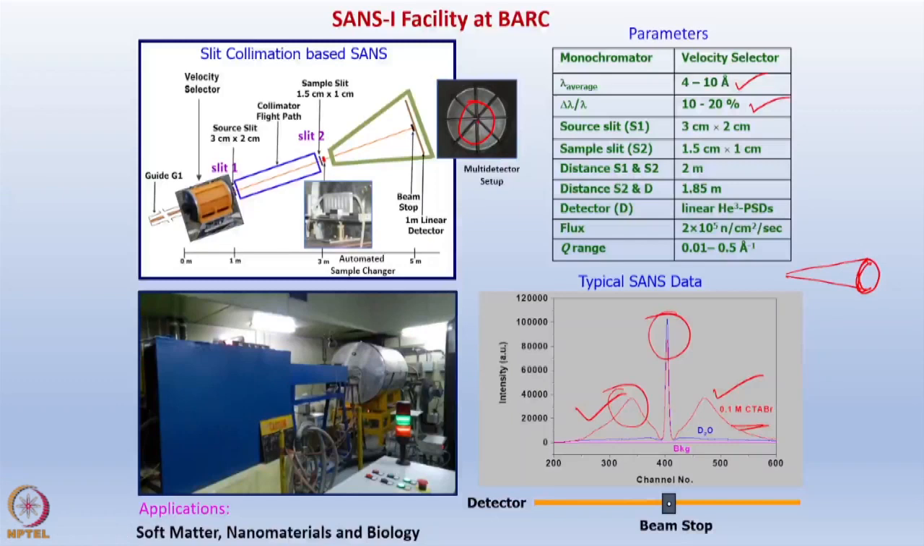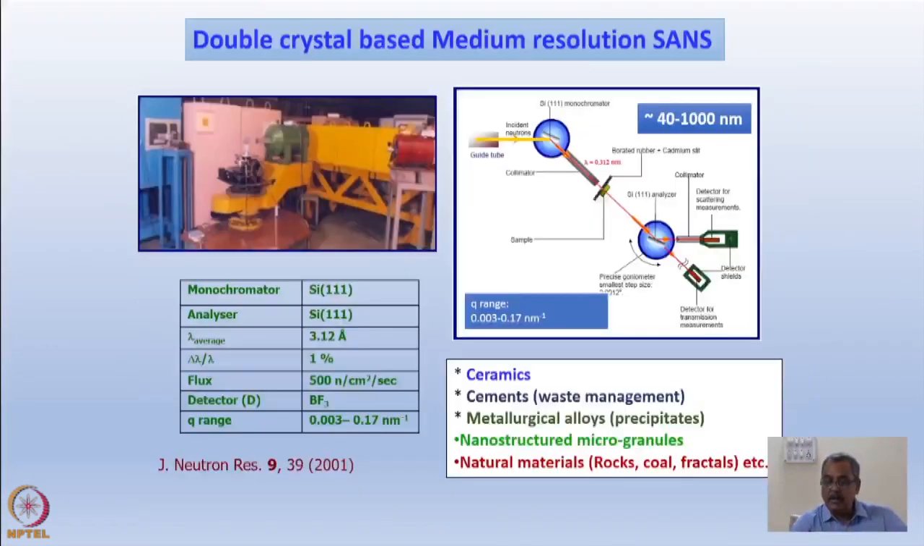So most of the applications are soft material, nanomaterials and biology. So this is the instrument used, which you can say is SANS 1, and this is SANS 2. As I explained to you just now, you have got two silicon 111 monochromators, and there's a collimator between the two silicon crystals. The second silicon is rocked around the first one, and you capture the rocking curve by rocking the second crystal. Here you can see 0.003 nanometer inverse, so in angstrom inverse it will be 0.03 to 1.7 angstrom inverse, 10 times more.